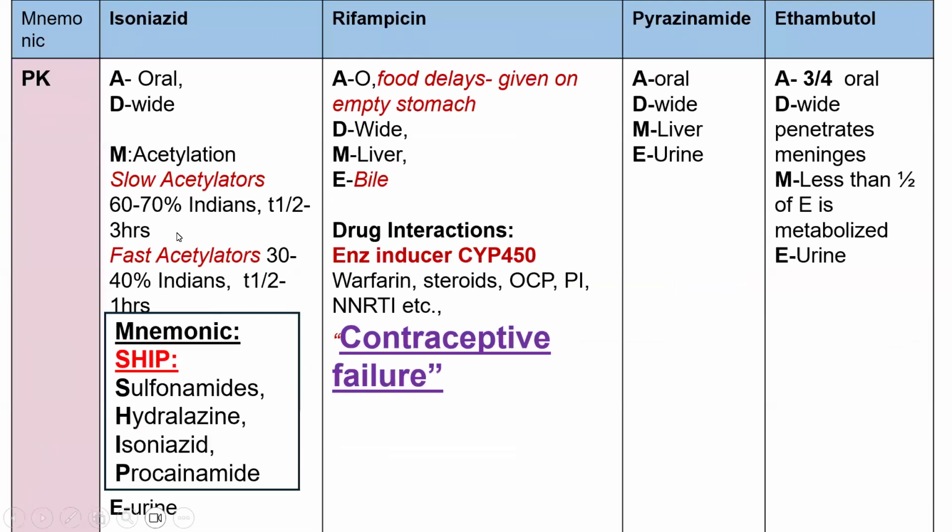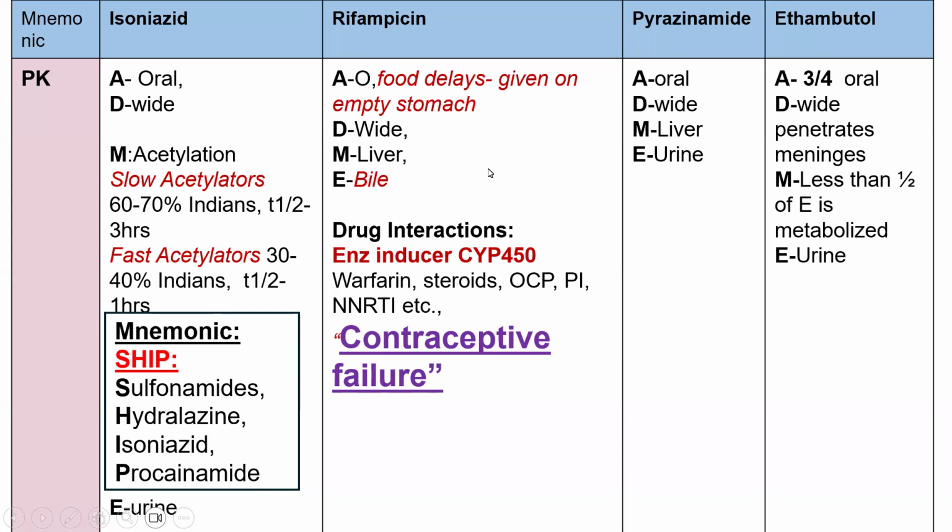Coming to the main pharmacokinetic points, isoniazid is metabolized by acetylation. Based on that, we know there are slow acetylators and fast acetylators. We Indians are mainly slow acetylators. Remember, you can write this in pharmacogenomics also. And the mnemonic for drugs which undergo metabolism by acetylation is SHIP. It is a very important MCQ. They may ask you what are all the drugs which undergo metabolism by acetylation? SHIP drugs: S for sulfonamide, H for hydralazine, I for isoniazid, and P for procainamide.